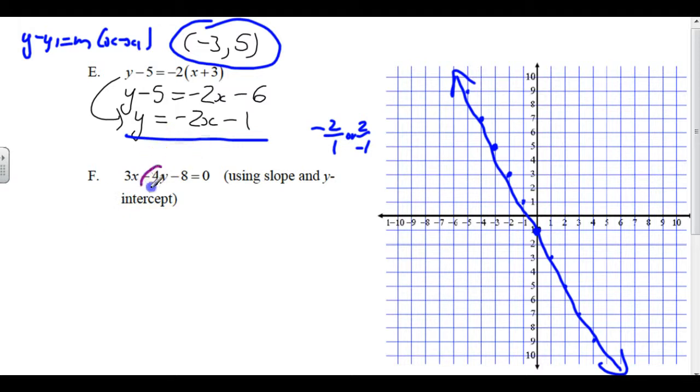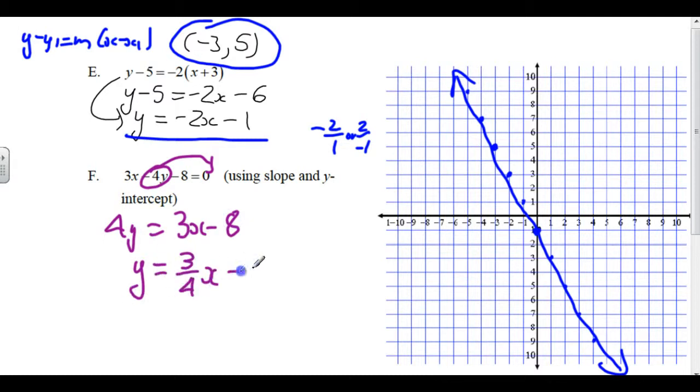All right, so this is negative, so I'm going to move it over to the right side, 4y. And then I'm just going to write this side. This side stayed the same, 3x minus 8. So 4y is equal to 3x minus 8. Y is equal to 3/4 x minus 2. Okay, minus 2, there's your y-intercept.